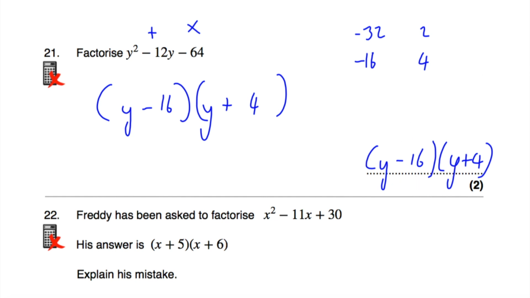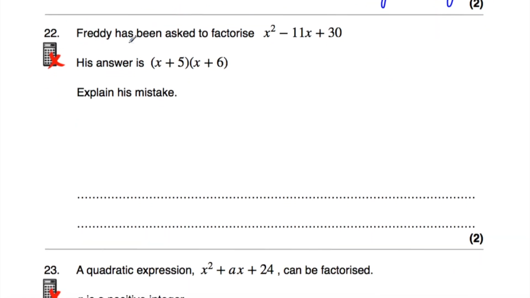Okay, let's have a look at our next question, question number 22. So question number 22 says, Freddie has been asked to factorise x squared minus 11x plus 30, and his answer is x plus 5, x plus 6, and we've been asked to explain his mistake. So actually what I'm going to do is I'm going to factorise this x squared minus 11x plus 30 to begin with and see what we get.